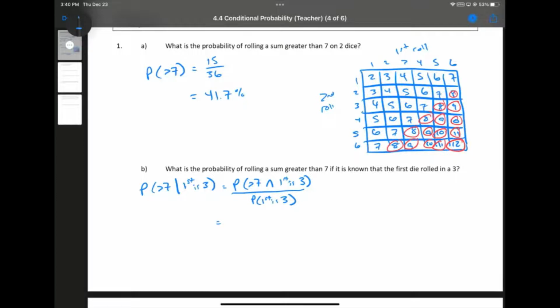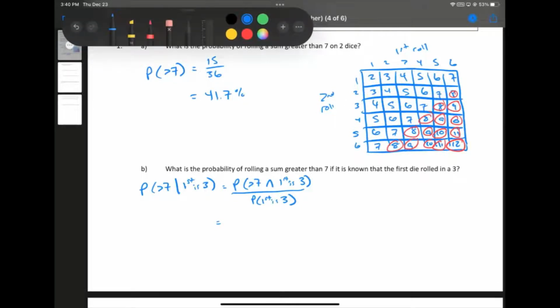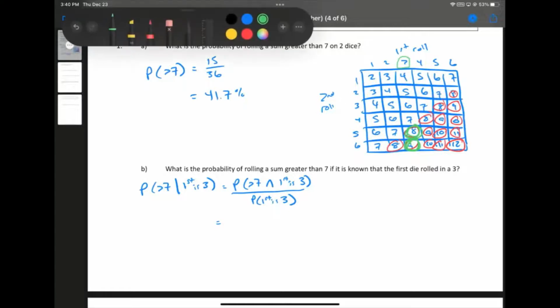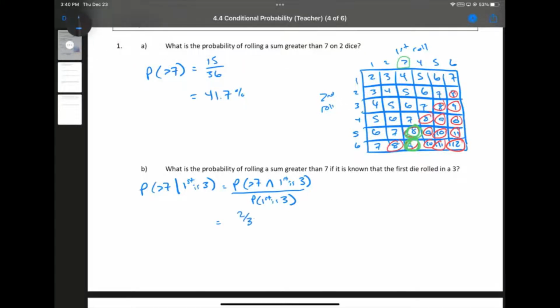So I look in my table and I say the first number has to be a 3 and the sum has to be greater than 7. So I think that's just, let me change color again. Use green this time. First roll is a 3, that's right here in this column. And the sum greater than 7 is this 8 and this 9. So there's 2 out of 36 ways both of those happen. So 2 out of 36.